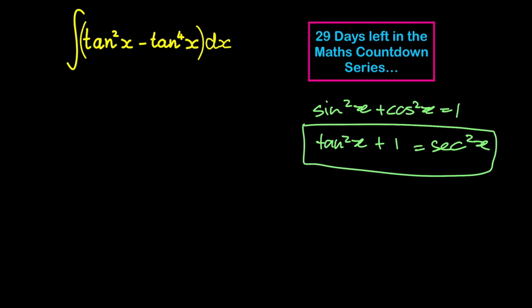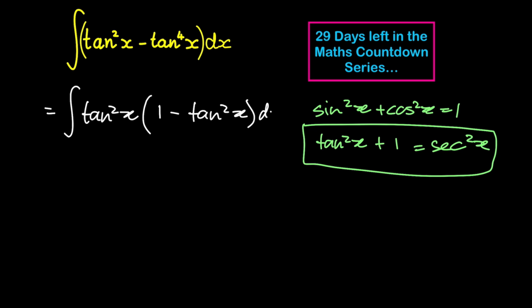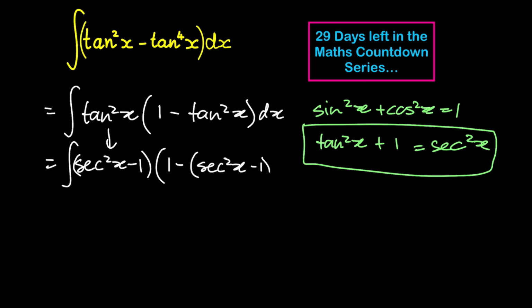All right, so turning back to this integral, we're going to factor out a tan squared of x. So what that leaves us with inside the brackets is 1 minus tangent squared of x. And now we're going to convert these tan squared of x's into secant squared of x minus 1. And you'll see we get secant squared of x minus 1 if we isolate tangent squared of x over here. So we get secant squared of x minus 1 into 1 minus secant squared of x minus 1 dx. You can see that the tangent squared of x became secant squared of x minus 1.